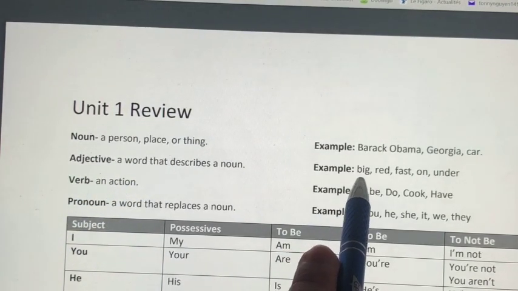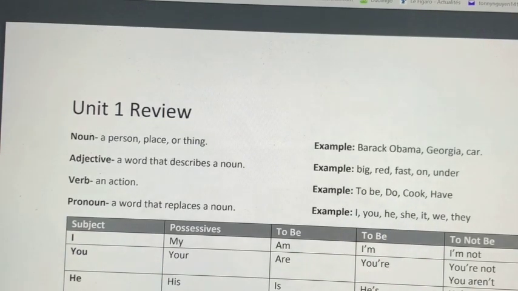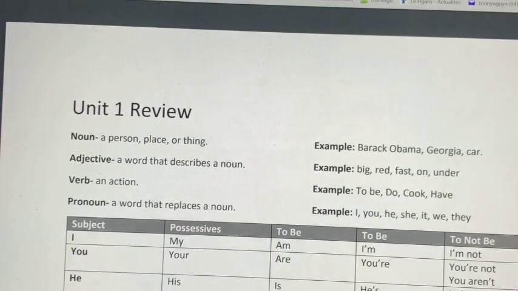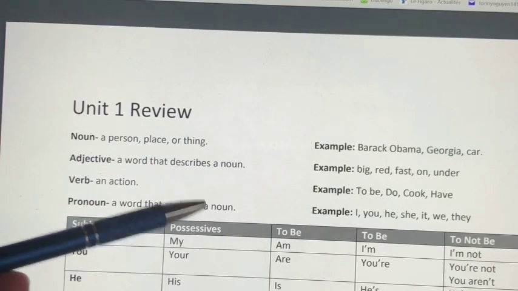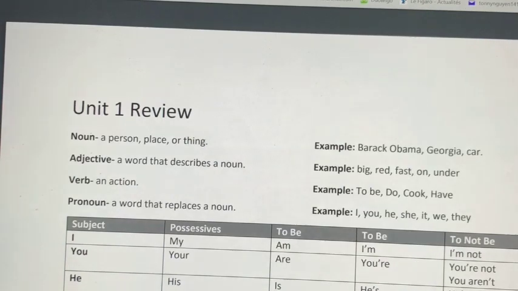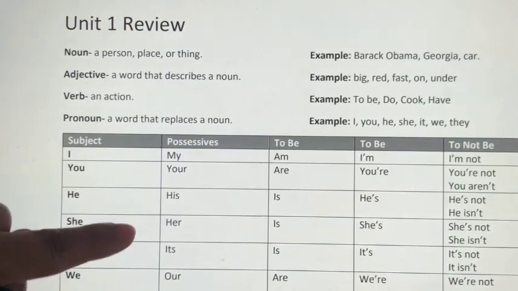So examples of adjectives are big, red, fast, on or under. These words give us more information about a person, a place, or a thing. A verb is an action. So verbs are to be, to do, to cook, to have, to drive, sleep, eat, exercise. These are verbs. A pronoun is a word that replaces a noun. The pronouns are I, you, he, she, it, we, they. Those are pronouns.